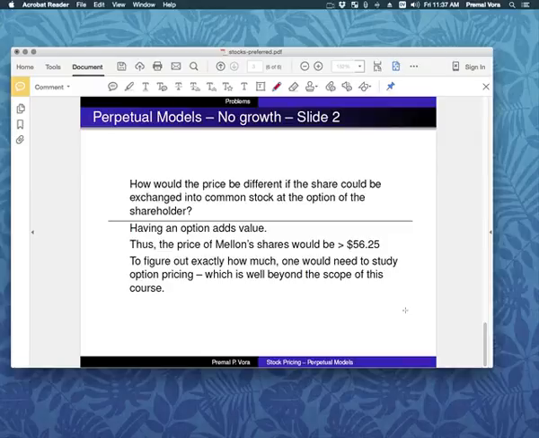Thus, all we can say is that the price of Mellon's preferred stock would be greater than $56.25 if they came with an option to have them exchanged into the common stock of that company. To figure out exactly how much more that preferred stock would be worth with the exchangeable option, one would need to study option pricing theory, which is really well beyond the scope of this course.